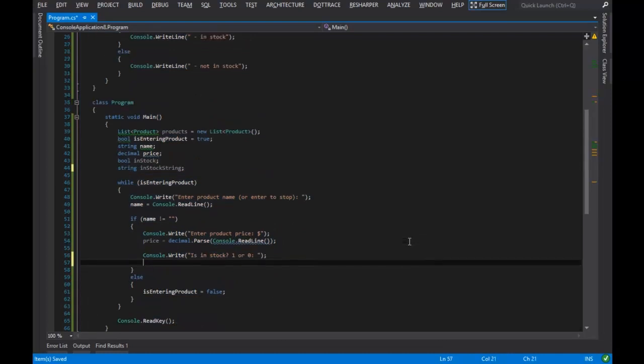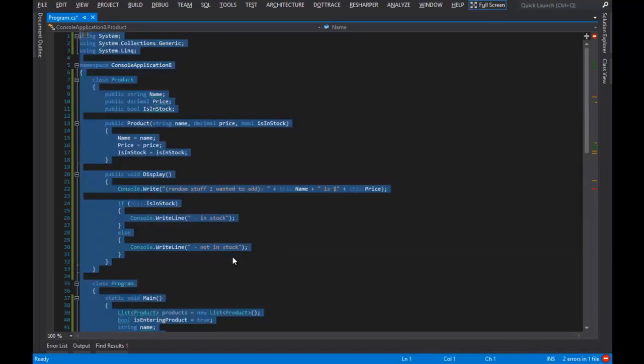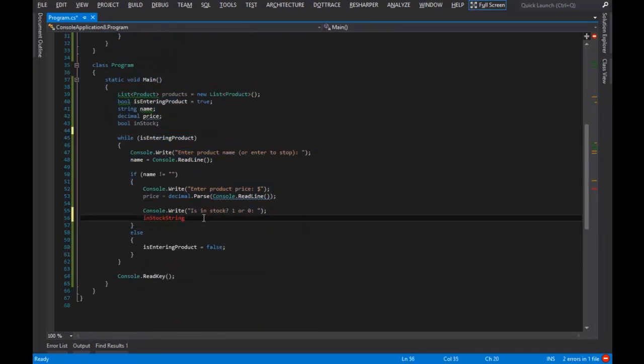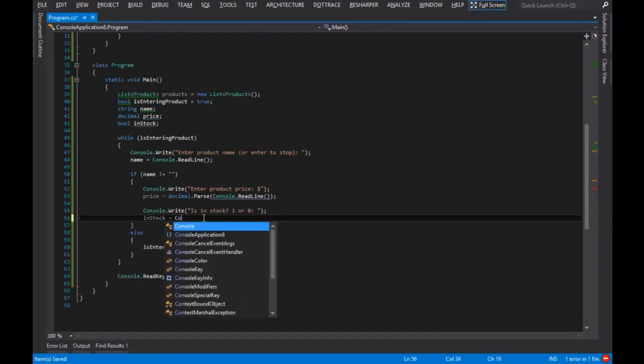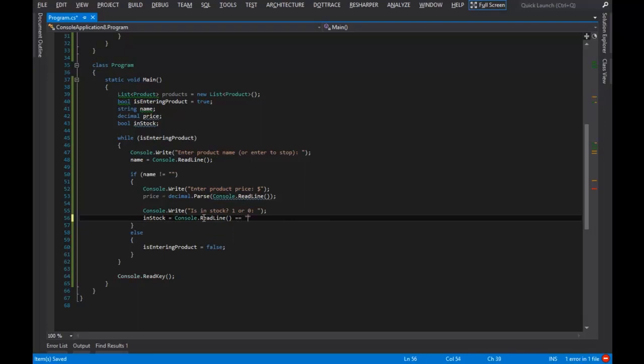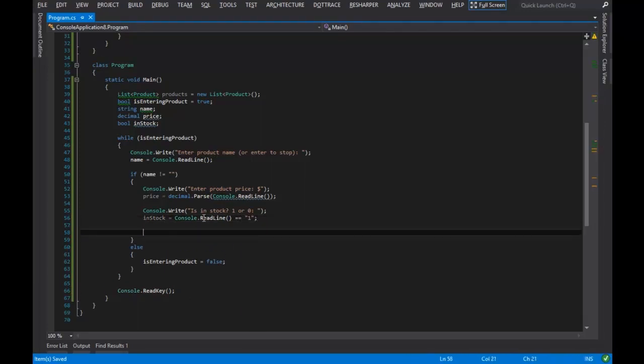Actually, I'm not going to even do that. I'm going to consolidate this onto a single line because at this point you guys should be used to the in stock equals Console.ReadLine equals 1. Products.Add new Product name, price, is in stock.